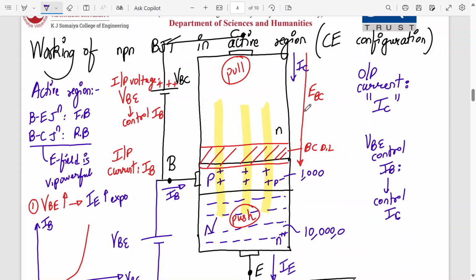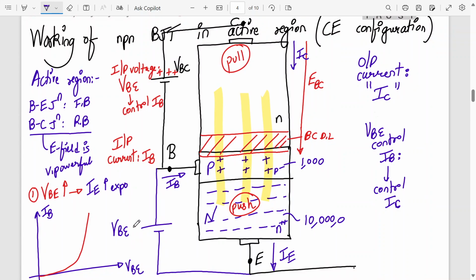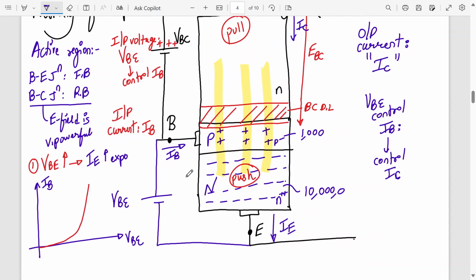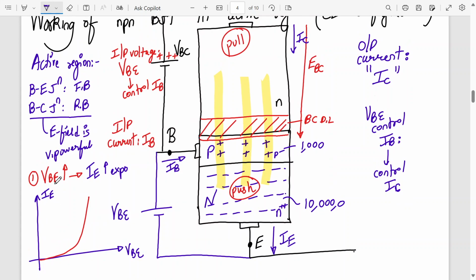So now let's consider, I have applied VB. VB is increased, I increases exponentially. Some of the electrons get recombined with the holes over here, and some of this constitutes base current. So base current is quite small. So even if I have written over here IE, it doesn't change anything. IE is still exponential in nature. So when I plot IB versus VB, it's an input characteristics graph.